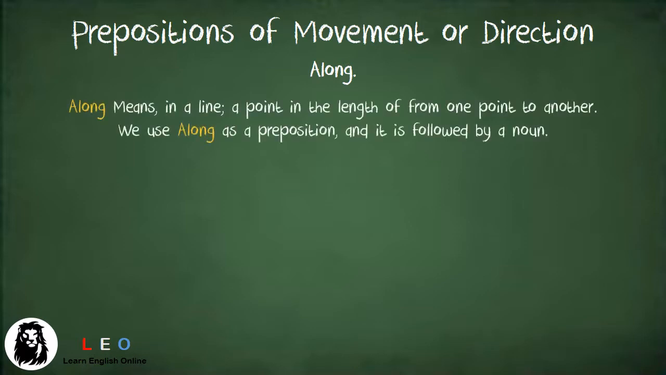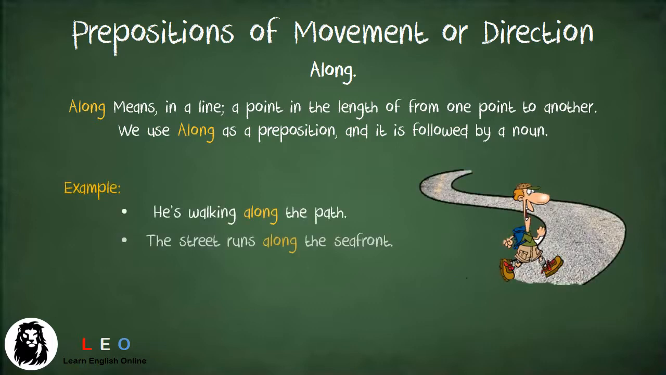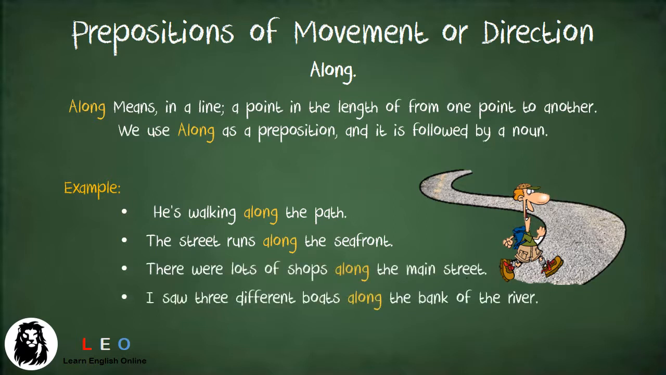Along. Along means in a line, a point in the length of, from one point to another. We use along as a preposition, and it is followed by a noun. For example, he's walking along the path. The street runs along the seafront. There were lots of shops along the main street. I saw different boats along the bank of the river.